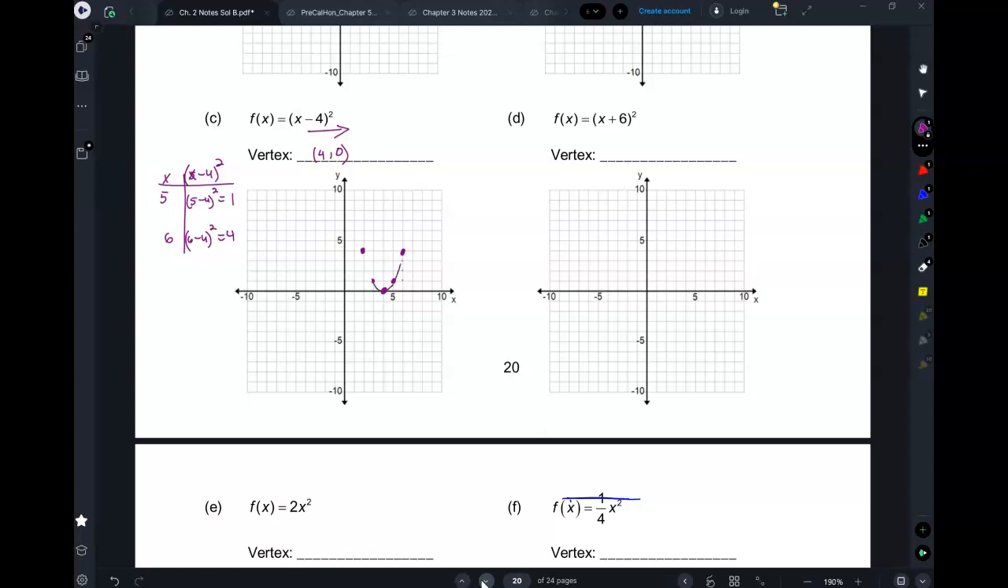So you're going to need, how many points total are on my graph? 5 with this vertex. So you're going to need 5 points on your graphs. All right?